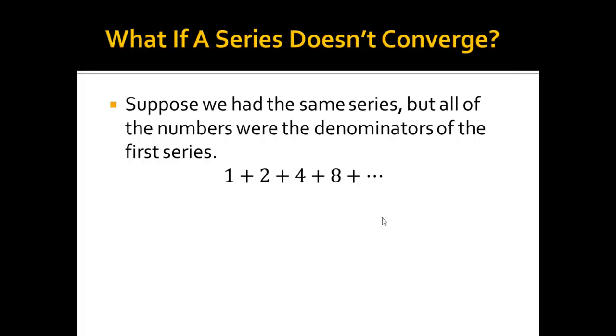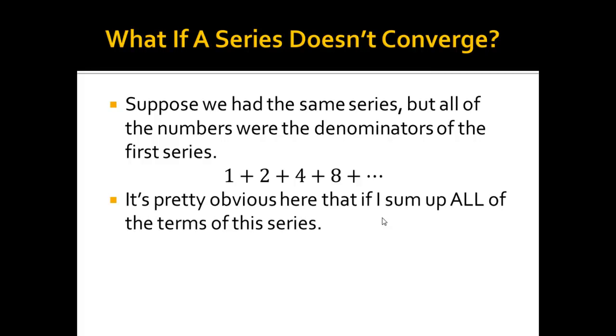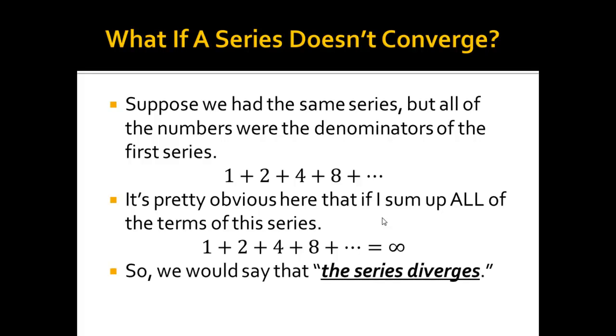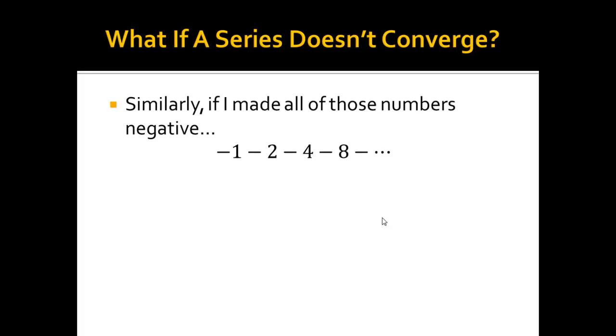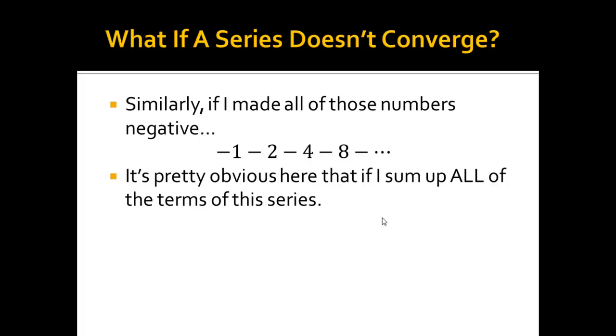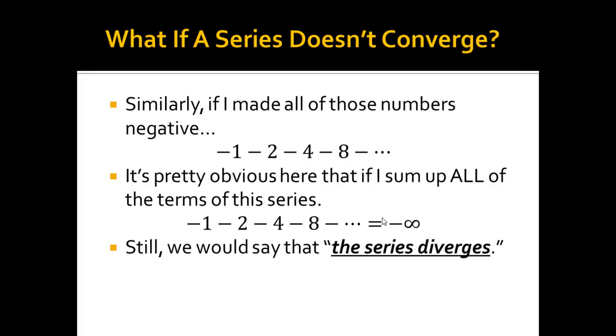Now, if a series doesn't converge, let's say I just took the denominators of all those terms, so 1 plus 2 plus 4 plus 8. This time it's really obvious that if I sum up all these terms, I'm going to get infinity. If I sum up an infinite number of things which are positive and getting bigger, then we're looking at infinity. So we would say this series diverges, because if it adds up to infinity, then it's not going to a specific point. We don't say it converges, we say it diverges. Similarly, if I made all those numbers negative, it's pretty obvious that if I sum up all the terms of this series, I would get negative infinity. Still, we would say that the series diverges.